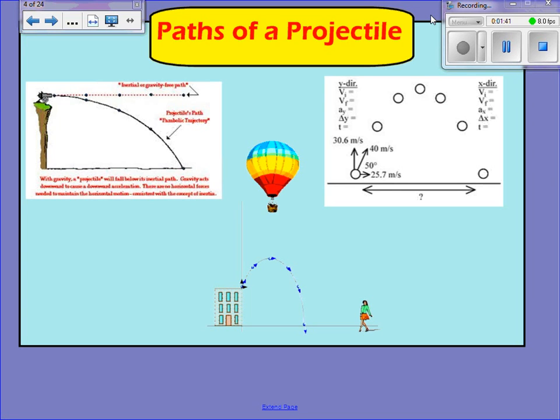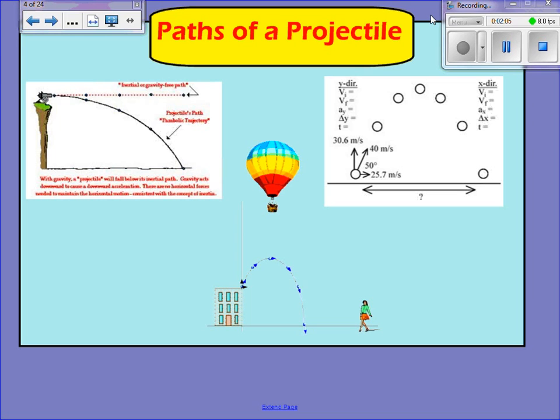Now, in this unit, we're going to cover 3 basic types of projectile paths. In the first path, on the top left, you'll see a cannon that's firing a cannonball horizontally off of a cliff. You can see in that picture that the pathway that the projectile takes almost looks like a half parabola.